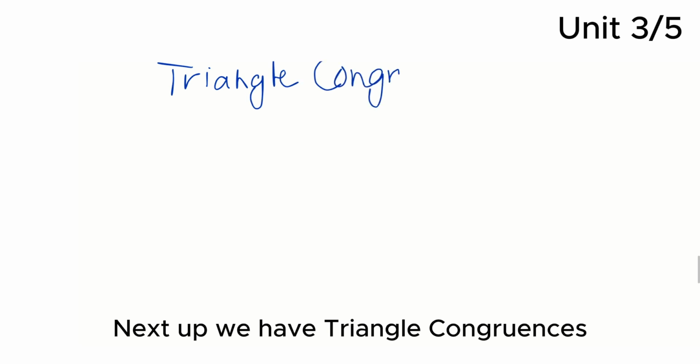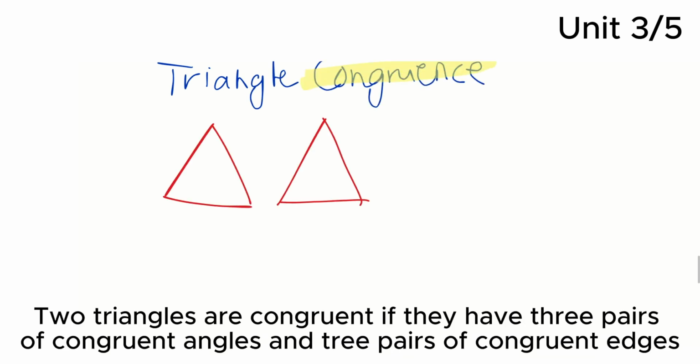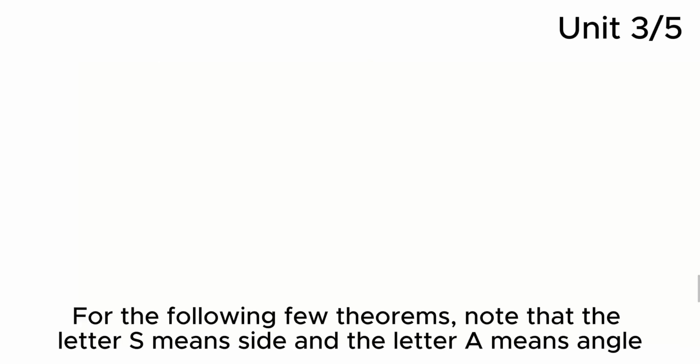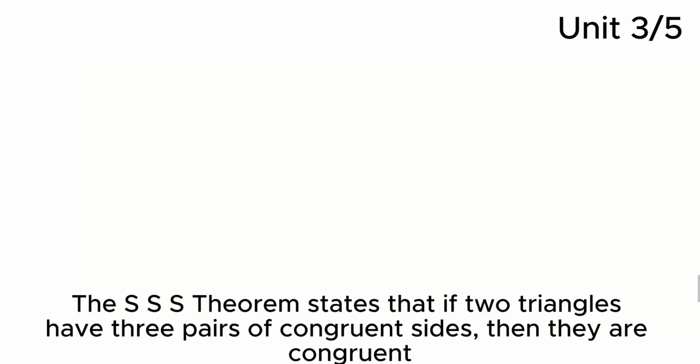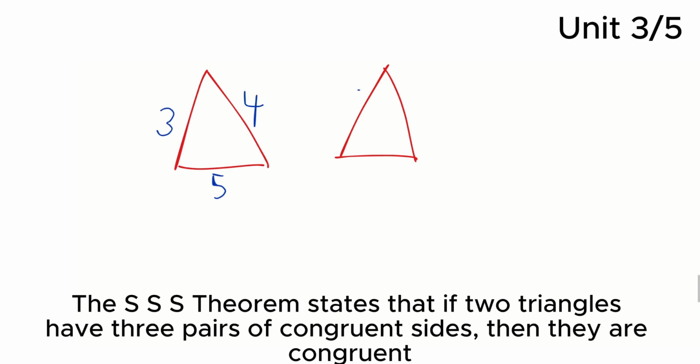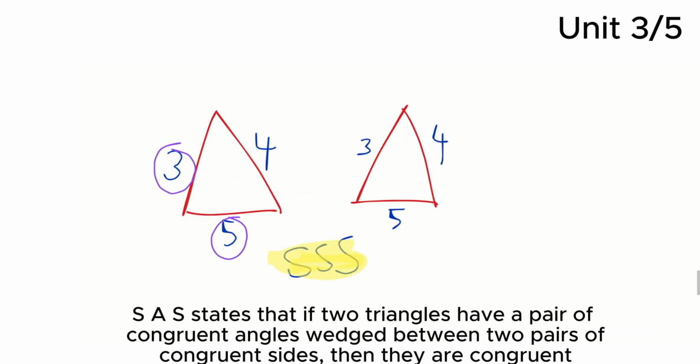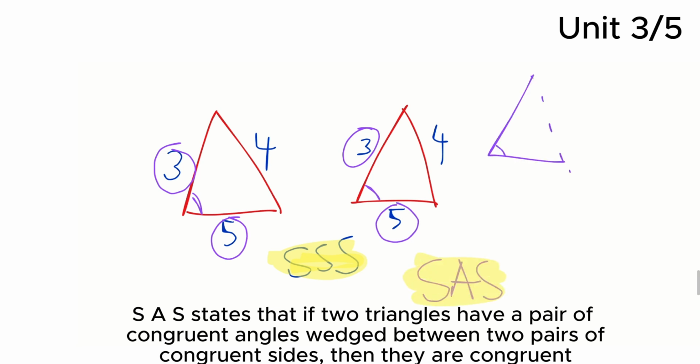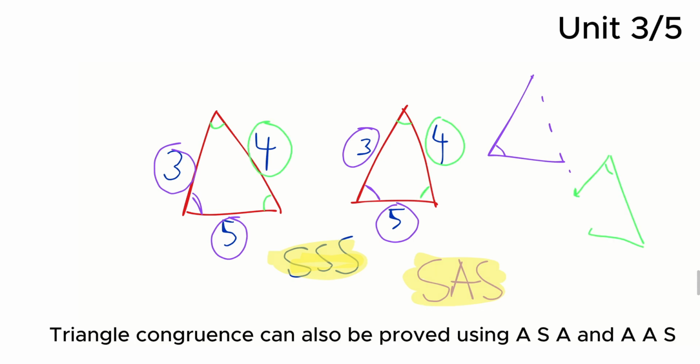Next up, we have triangle congruences. 2 triangles are congruent if they have 3 pairs of congruent angles and 3 pairs of congruent edges. For the following few theorems, note that the letter S means side and the letter A means angle. The SSS theorem states that if 2 triangles have 3 pairs of congruent sides, then they are congruent. SAS states that if 2 triangles have a pair of congruent angles wedged between 2 pairs of congruent sides, then they are congruent. Triangle congruence can also be proved using ASA and AAS.